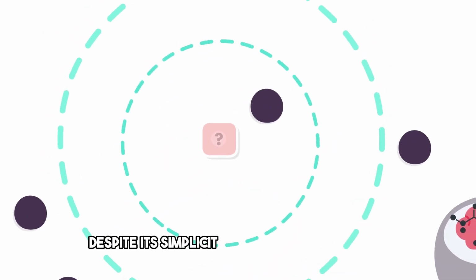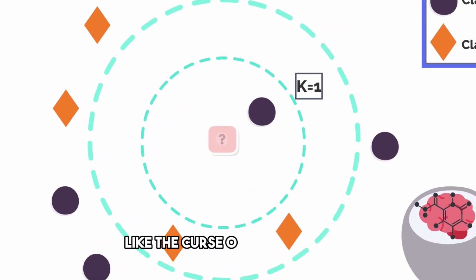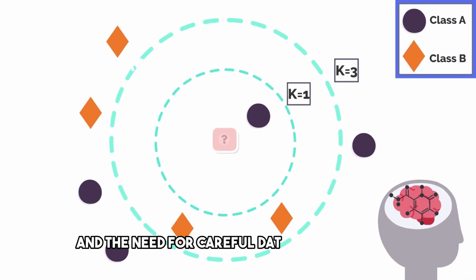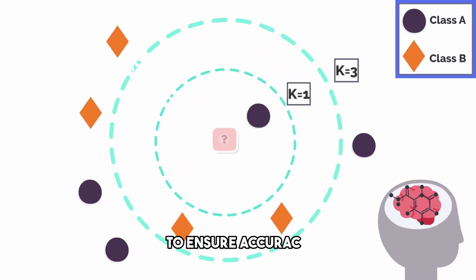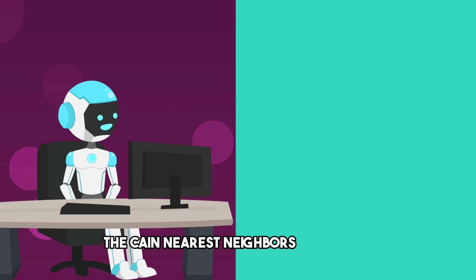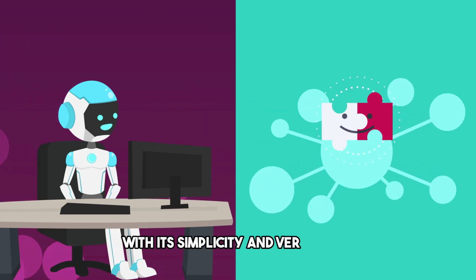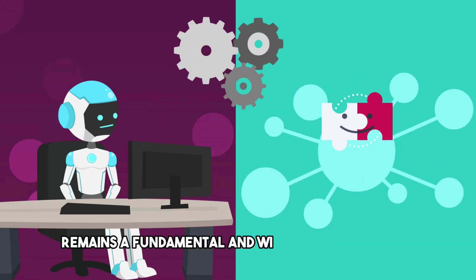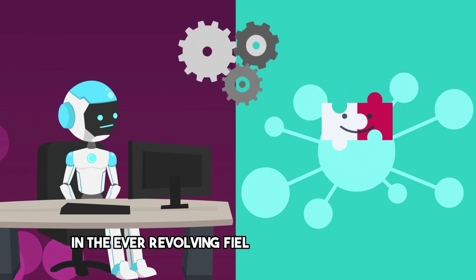Despite its simplicity, KNN faces challenges like the curse of dimensionality and the need for careful data pre-processing to ensure accuracy. The k-nearest neighbors algorithm, with its simplicity and versatility, remains a fundamental and widely used technique in the ever-evolving field of machine learning.